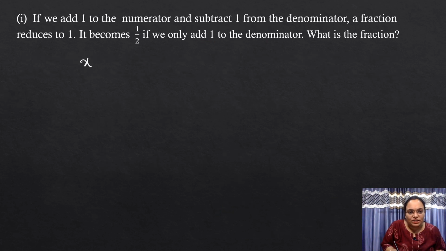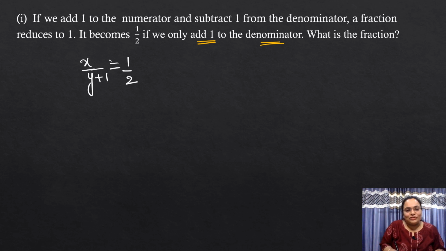So we know the fraction is x by y. So see the question. It becomes half when we add 1 to the denominator. So we are adding only 1 to the denominator. Then it becomes 1 by 2. So x by y plus 1 is equal to 1 by 2. So cross multiply, you will get 2x is equal to y plus 1.